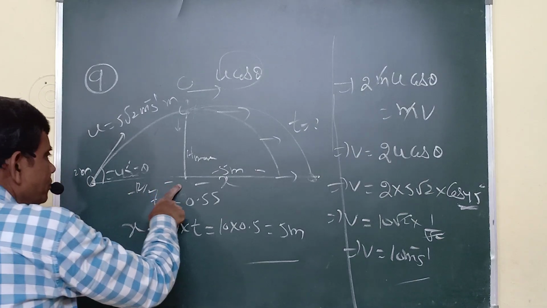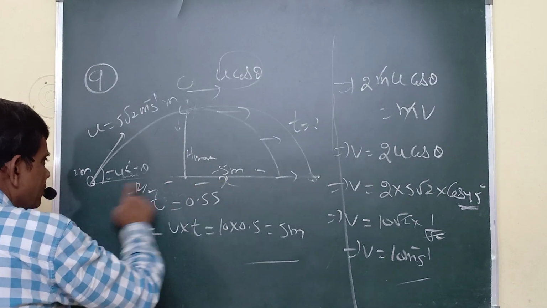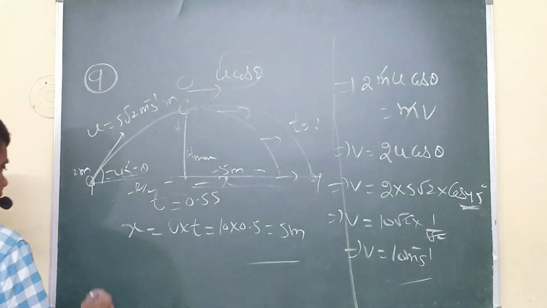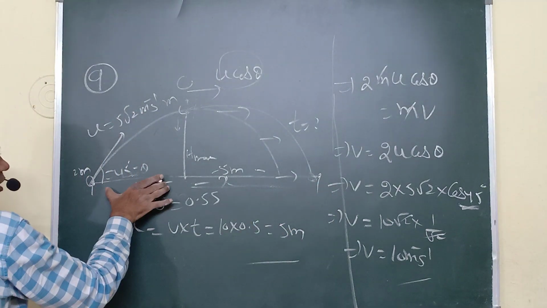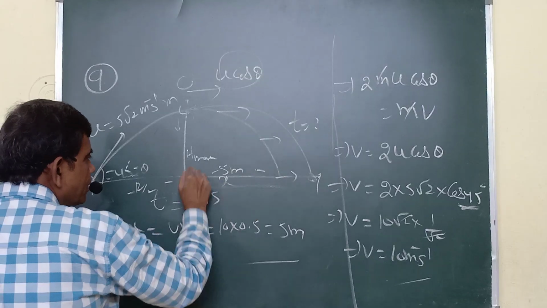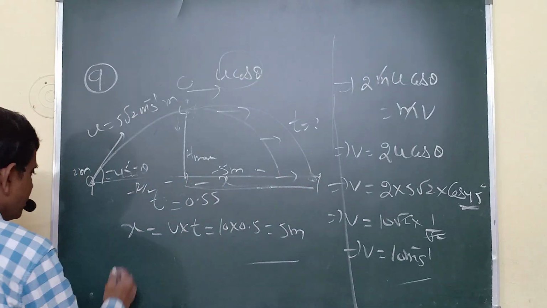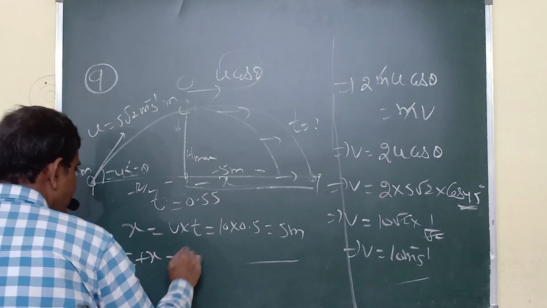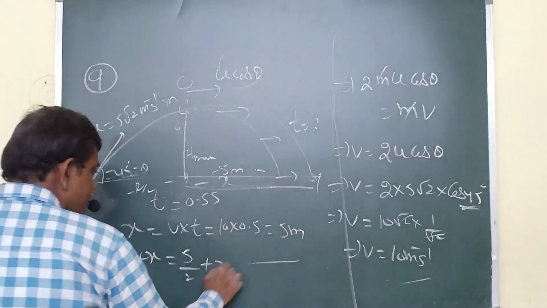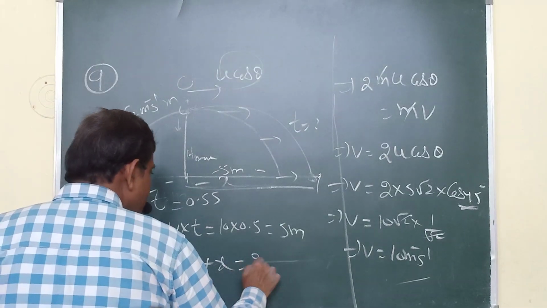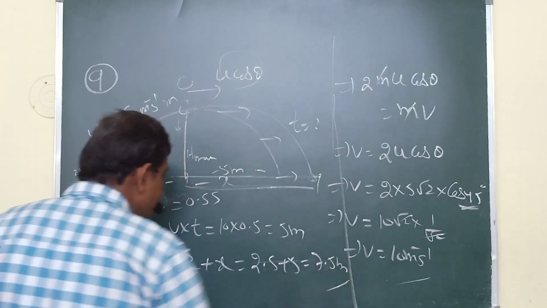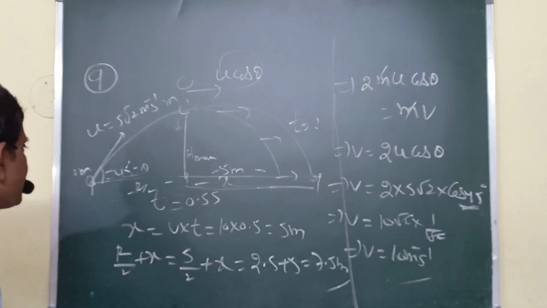So here it is R by 2, and here it is X. From the projection point to here, in total, this is R by 2 plus X. The range we got is 5. So 5 by 2 plus X, that equals 2.5 plus 5. Totally 7.5 meters. Due to this only, I had found the range initially.